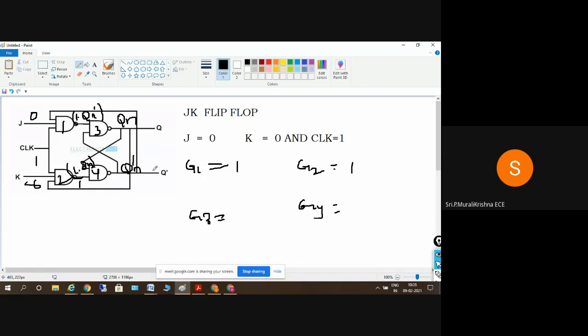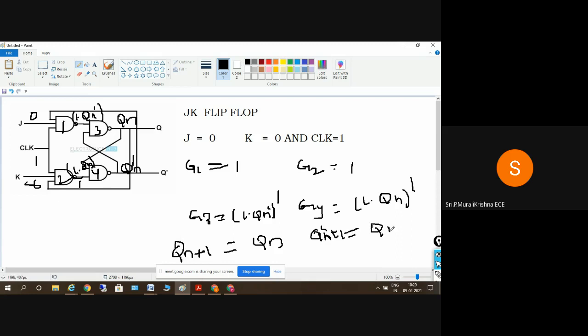Just like the earlier case in the SR flip flop with 0 0, the same case applies here. So here we get 1 into Qn bar whole bar, and here 1 into Qn whole bar. So I get a value of Qn, that is Q of n plus 1, from the G3 output, and Q of n plus 1 bar is equal to Qn bar.